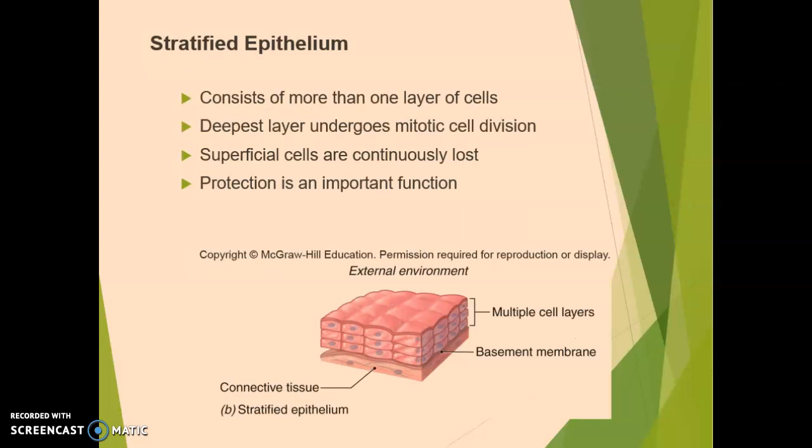Stratified squamous is more than one layer of cells. It is the deepest layer, undergoes mitotic cell division, so it is rapidly reproducing. And you can see here again basement membrane with multiple layers of cells. This is the external environment. And usually at the very, very top, we still call that apical. Down here, we call these the basal layers. But this is forming some type of protection.